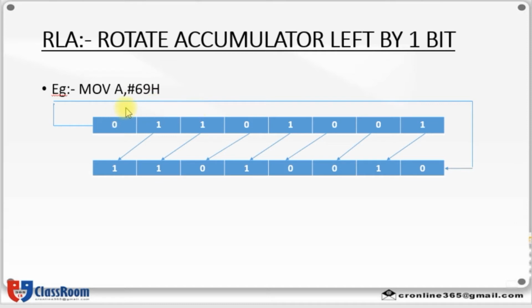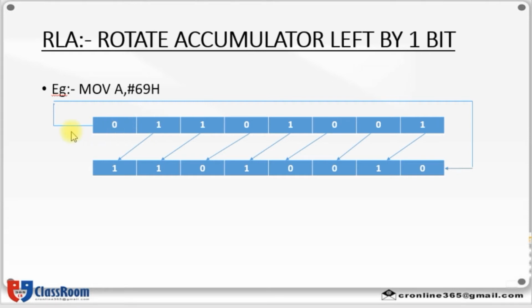#69H. Accumulator will be having the value 69. The 69 can be represented as 0, 1, 1, 0, 1, 0, 0, 1. As you all know, this is the least significant bit position, which is the D0th bit, and this is the most significant bit position, which is the D7th bit. These are all D0, D1, D2, D3, D4, D5, D6, D7.